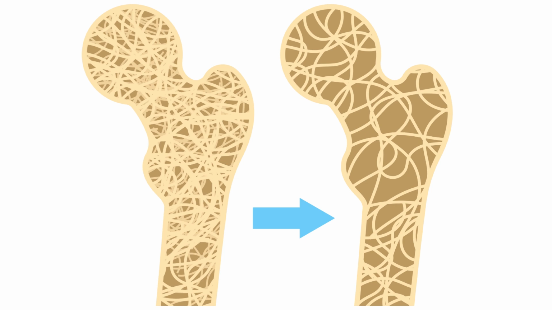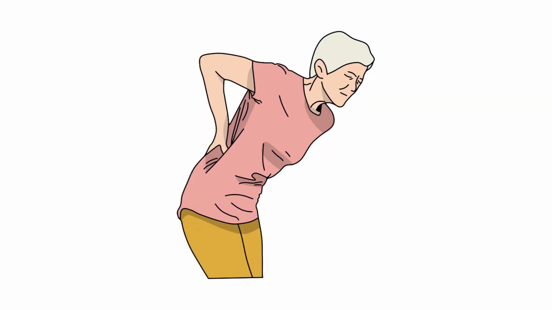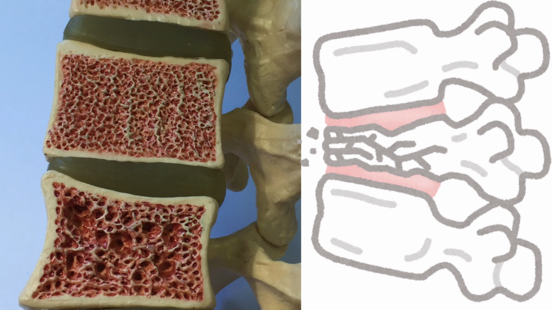Usually, it involves the femoral head, so there is compression fracture of the head of the femur, and it involves the backache. There is compression fracture of the vertebrae.